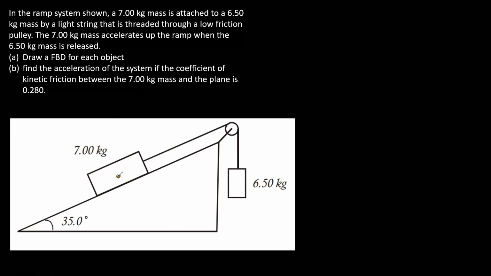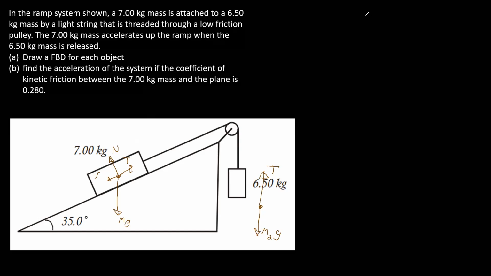We have gravity straight down. I'm going to call this M1G because this one also has gravity straight down. Call that M2G. This has a normal force acting perpendicular to the surface. It has a tension up the ramp, and it has friction down the ramp. Whoops, I'm sorry, I mislabeled that. This one up the ramp should be T, not F. My mistake. This one should just be T.